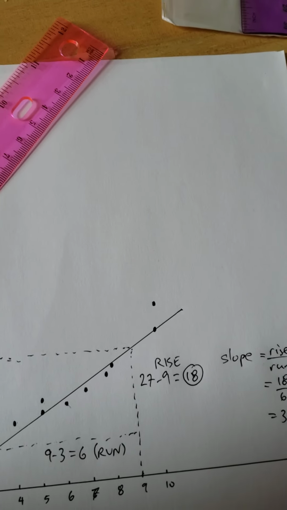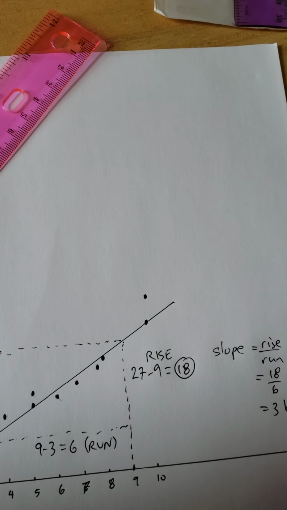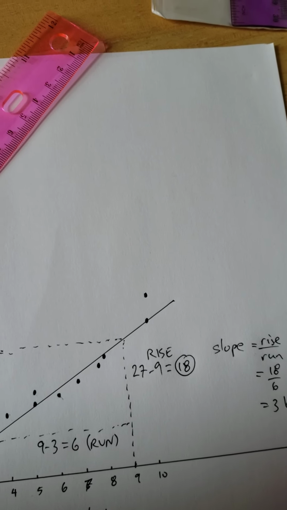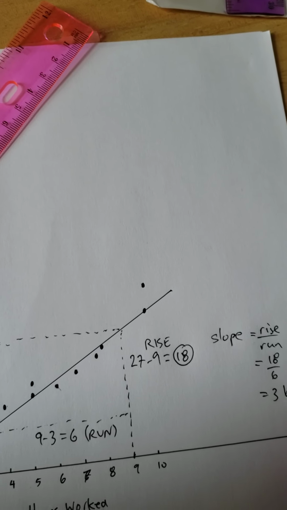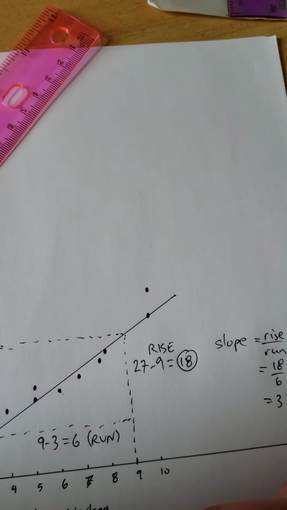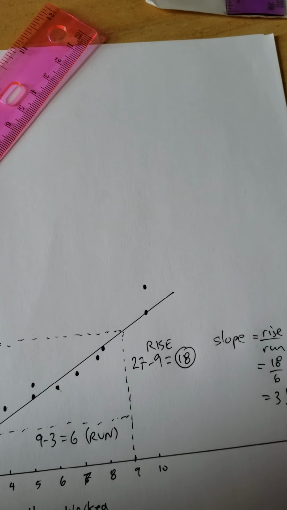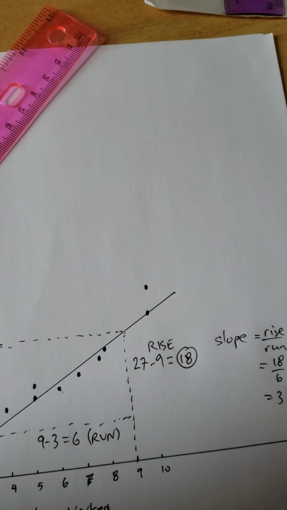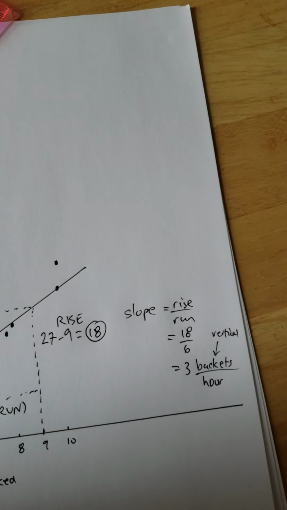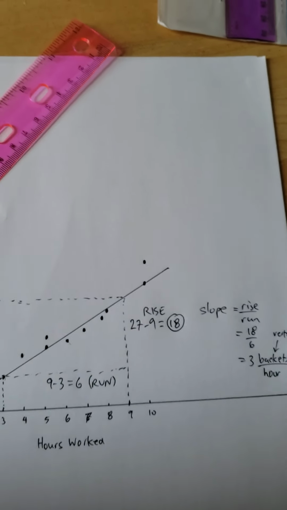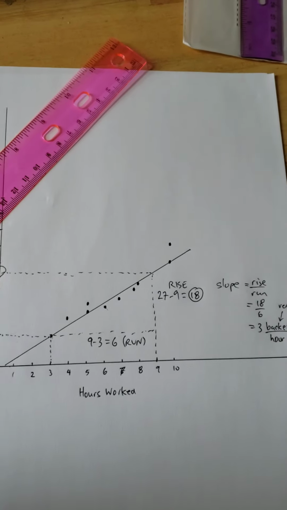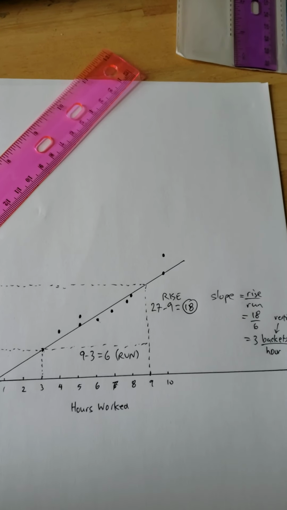So what does that mean? 3 baskets, that's what's on the vertical, per hour worked, per hour that you're working. And that's basically the average that I'm going to see for this relationship. Okay, I think this is going to help. I hope you guys can use it.